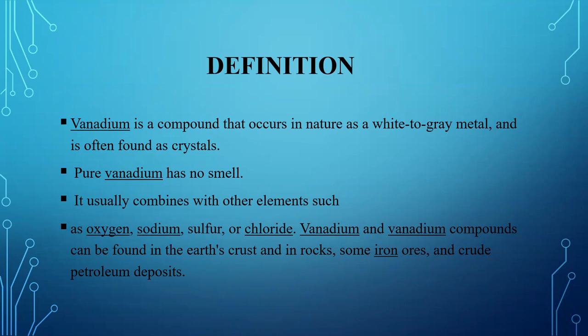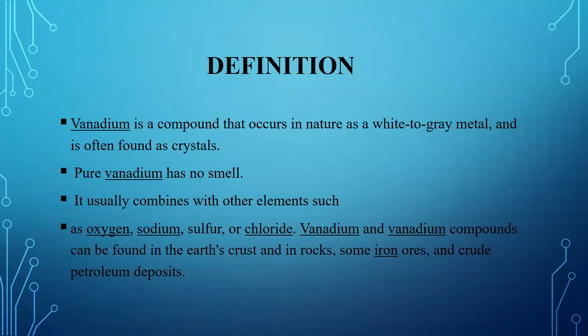shock resistance. Vanadium is a compound that occurs in nature as a white to gray metal and is often found as crystals. Pure vanadium has no smell. It usually combines with other elements such as oxygen, sodium, sulfur, or chloride. Vanadium and vanadium compounds can be found in Earth's crust and in rocks, some iron ores, and crude petroleum deposits.